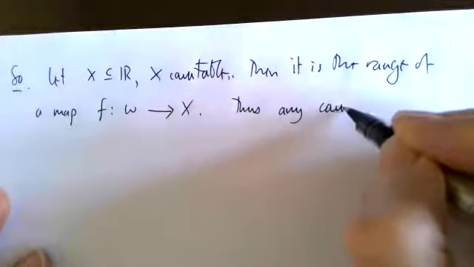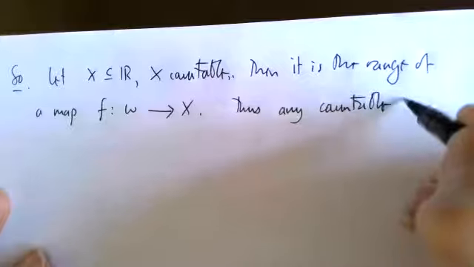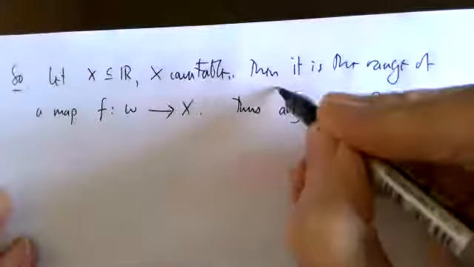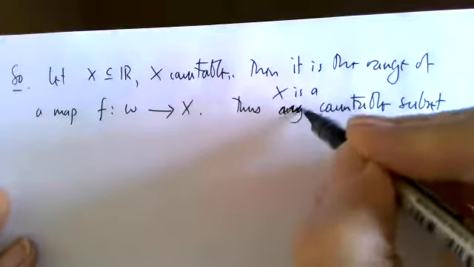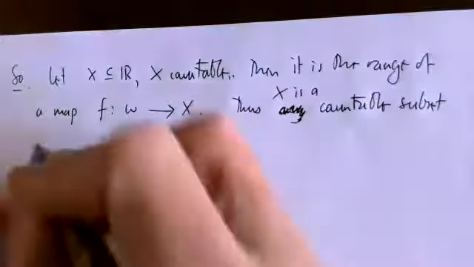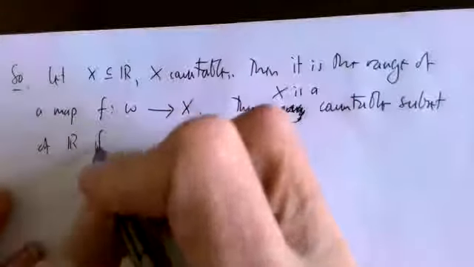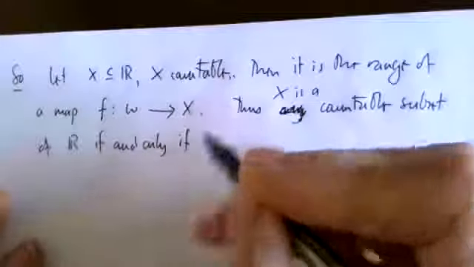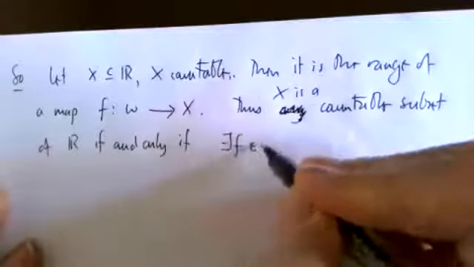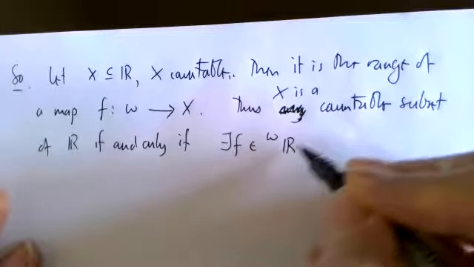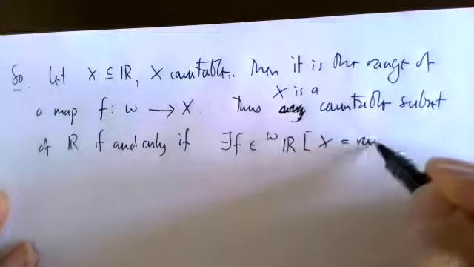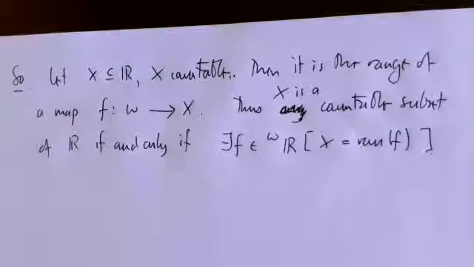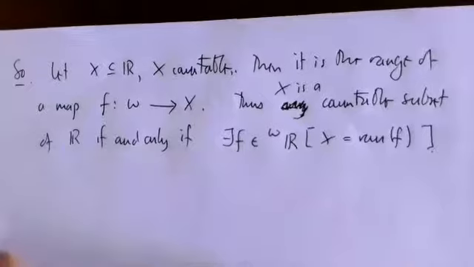Thus any countable subset X of R, so X is a countable subset of R if and only if, I just express it like this, as a map F from omega into R such that X equals the range of F. So I've just written that out in mathematical notation here.